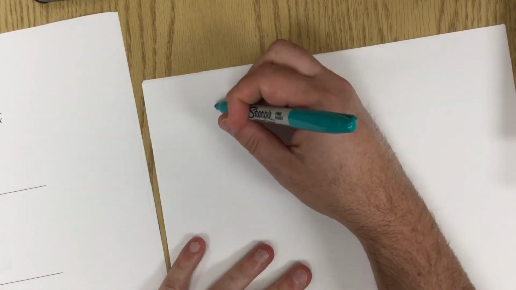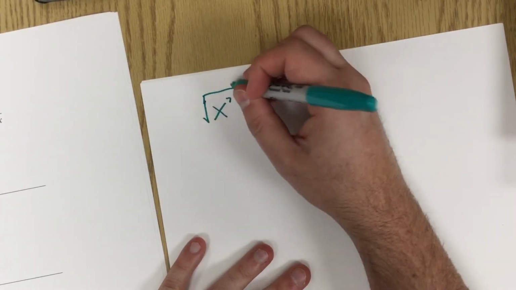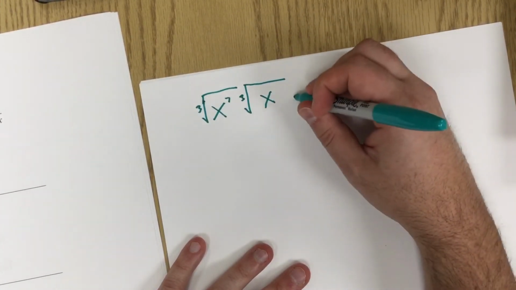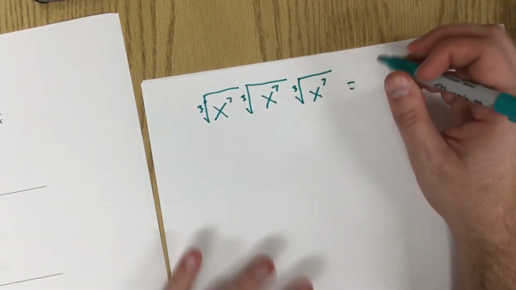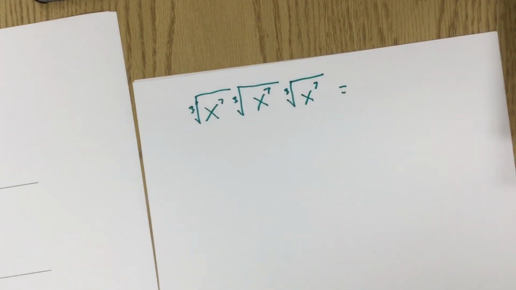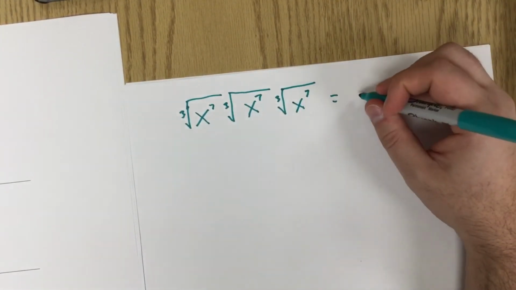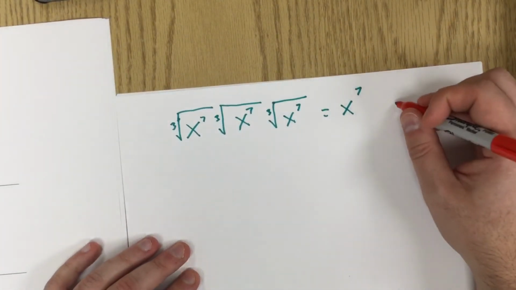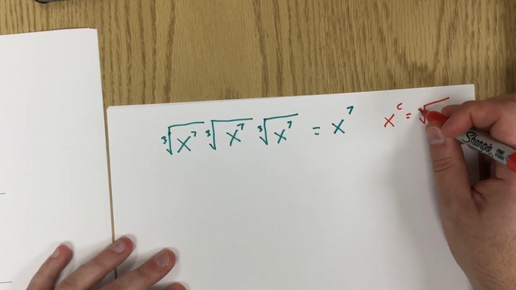So let's say instead of those, we had the cube root of x to the 7, times the cube root of x to the 7, times the cube root of x to the 7. So the cube root of something means something that if we multiply it by itself 3 times, we're going to get that number. So the cube root of x to the 7 multiplied by itself 3 times is going to be x to the 7. We'll do the same trick. We'll say x to the c is the cube root of x to the 7.